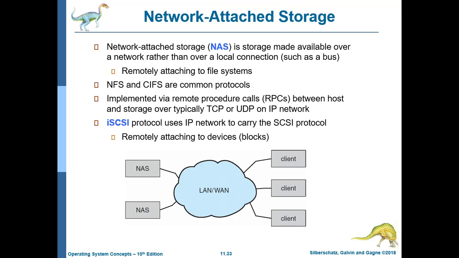It is implemented via remote procedure calls, or RPCs, between host and storage, typically over TCP or UDP on an IP network. The iSCSI protocol uses an IP network to carry the SCSI protocol. SCSI is the protocol used to communicate with SCSI devices, and SCSI stands for Small Computer System Interface. So NAS is connected over a network, and we have clients accessing it over the LAN or the WAN.